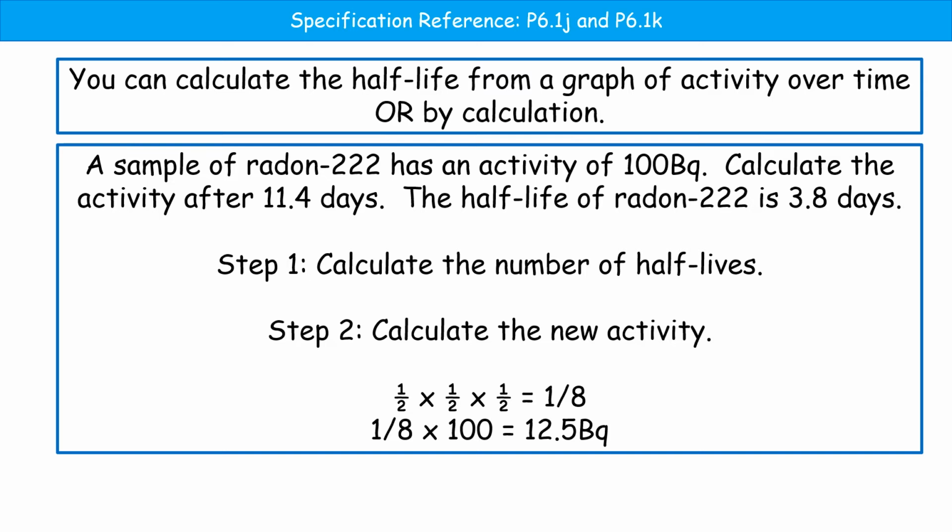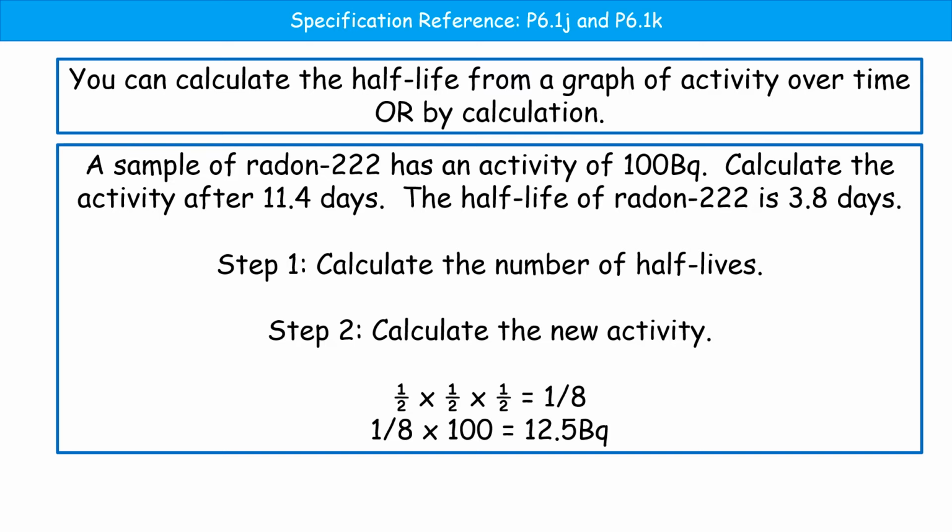What they can ask you to do is to calculate various things to do with half-life. This could come from a graph, or it could come just by mathematical calculation. To give us an example then, a sample of radon 222 has an activity of 100 becquerels. Calculate the activity after 11.4 days. Half-life of radon 222 is 3.8 days.